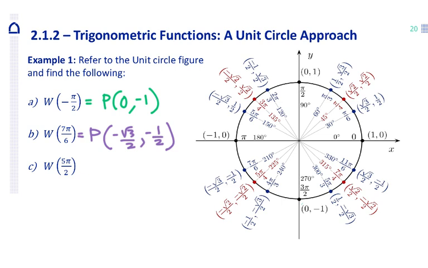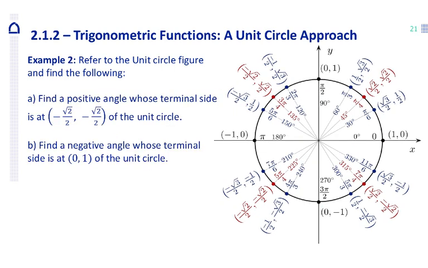The wrapping function evaluated at 5 pi over 2. So 5 pi over 2. Well, this is pi over 2, 2 pi over 2, 3 pi over 2, 4 pi over 2, which is equivalent to 2 pi, and then 5 pi over 2. So we started here, we land here, and then we land on the point 0, 1, which is a quadrantal angle. Let's look at some more questions about this.